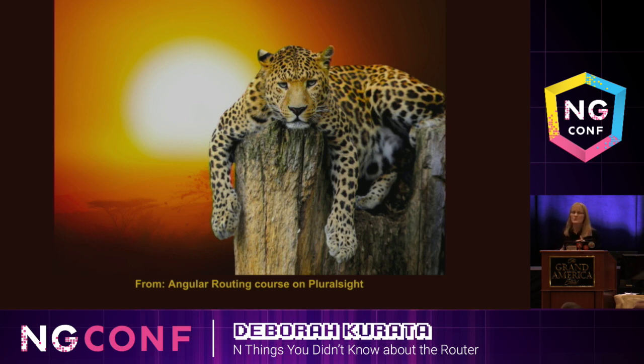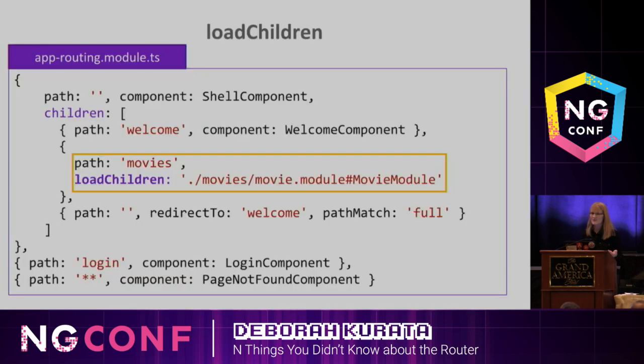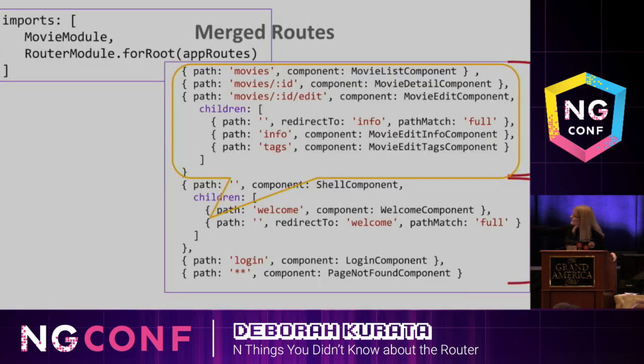That means when the user first hits the application, only the little app module needs to come down. The other modules then can come down asynchronously in the background, or they can come down on demand, depending upon how you have your lazy loading set up. So how do we set up lazy loading? Well, I'm going to go back for a moment.